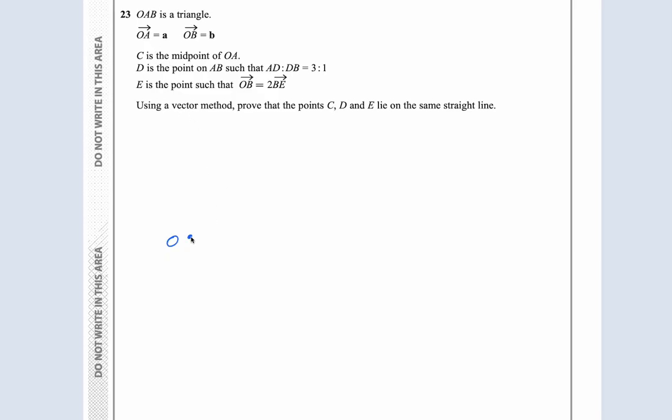OA is a. So from here to here, this is the point A, and this vector OA is little a. Then O to B, let's put it somewhere like here. I don't know which way they go, but it doesn't matter, so long as it's going from O to A and O to B and the arrow's in the right way.